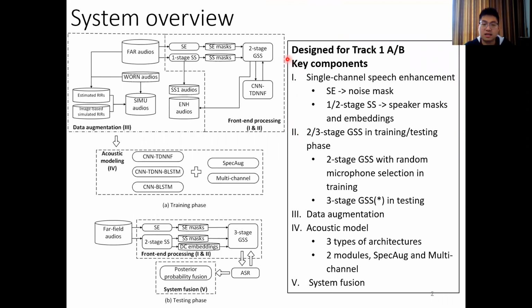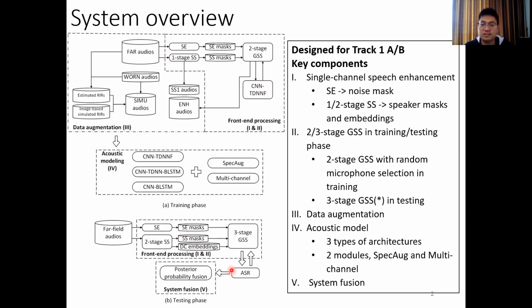Our systems were designed for track 1, category A and B. It consisted of 5 key components: the single-channel speech enhancement, the multi-stage GSS for training and testing, the data augmentation part, the acoustic models, and the system fusion.